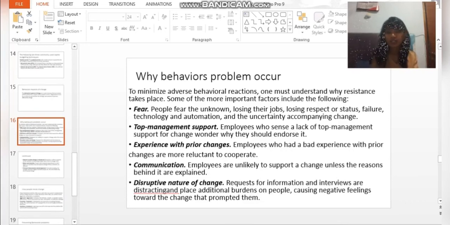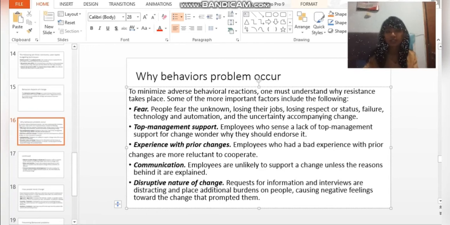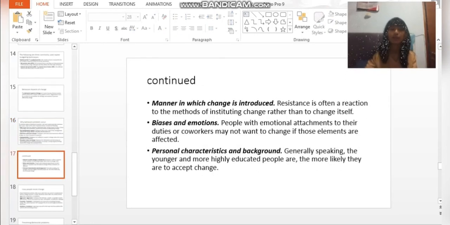Disruptive nature of change. Requests for information and interviews are distracting and place additional burdens on people, causing negative feelings toward the change. Manner in which change is introduced. Resistance is often a reaction to the method of instituting change rather than to change itself. Bias and emotion. People with emotional attachment to their co-workers or routines may not want to change if those elements are affected.